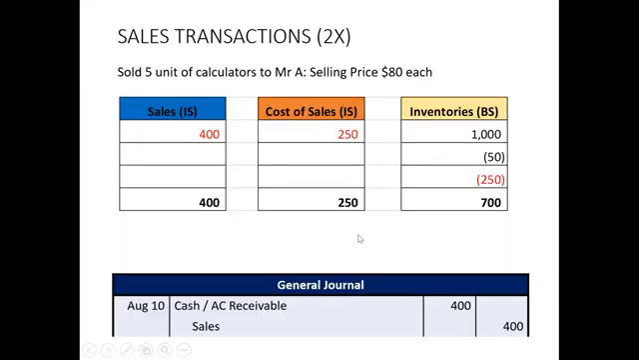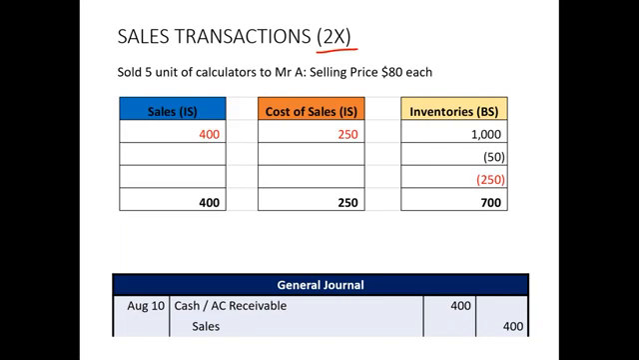Number 3 is sold 5 units of calculators to Mr. A at a selling price of $80 each. We sold 5 units of calculators to a customer named Mr. A at a price of $80 each. Always remember, when you have a sales transaction, we have 2 times. It means you have 2 journal entries.